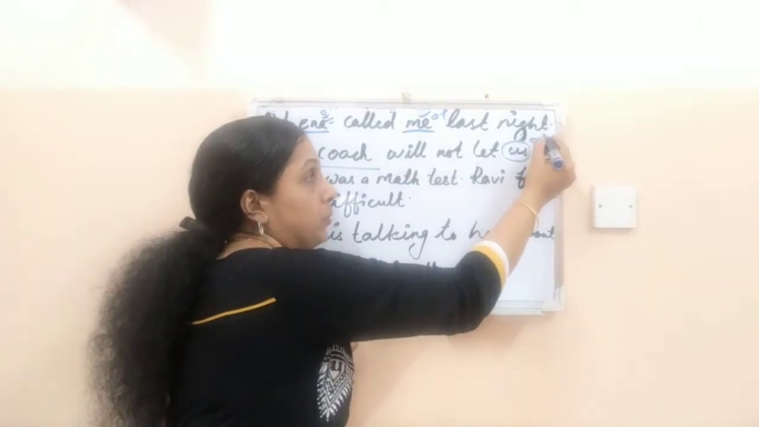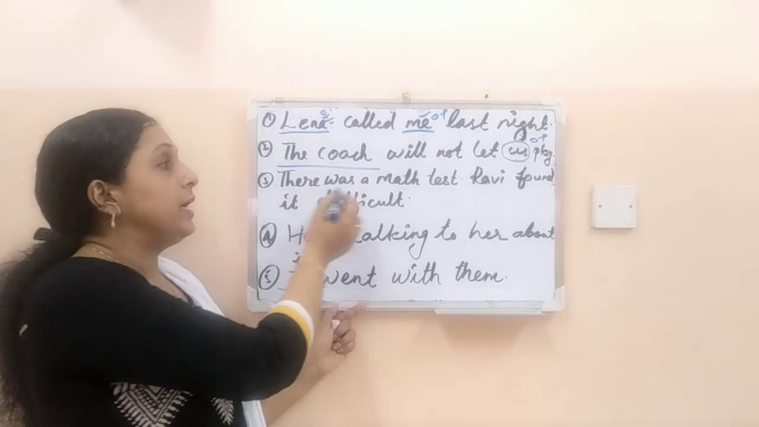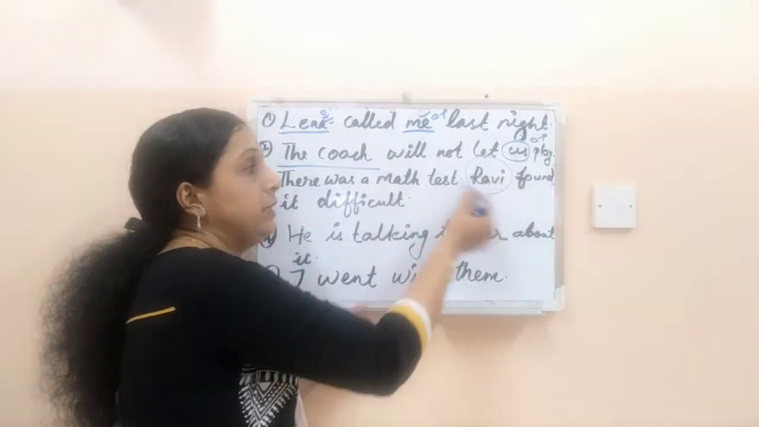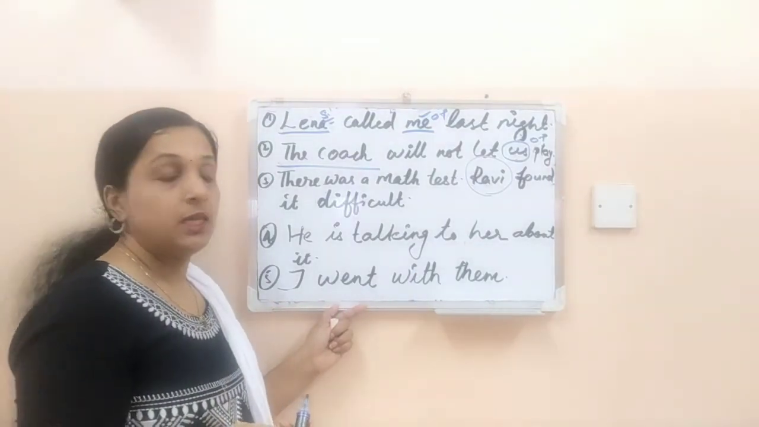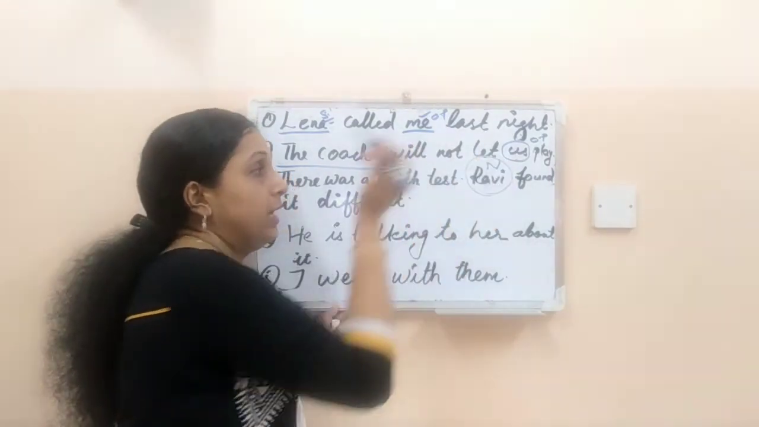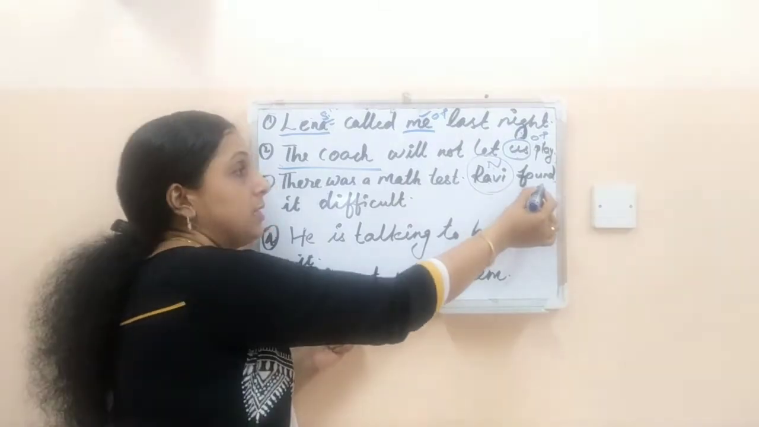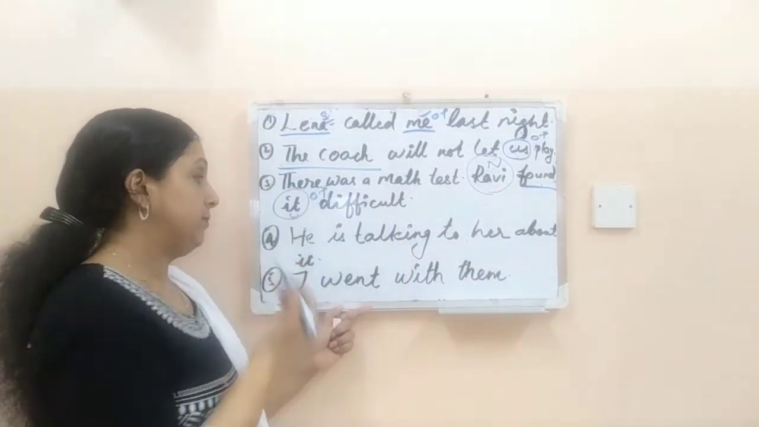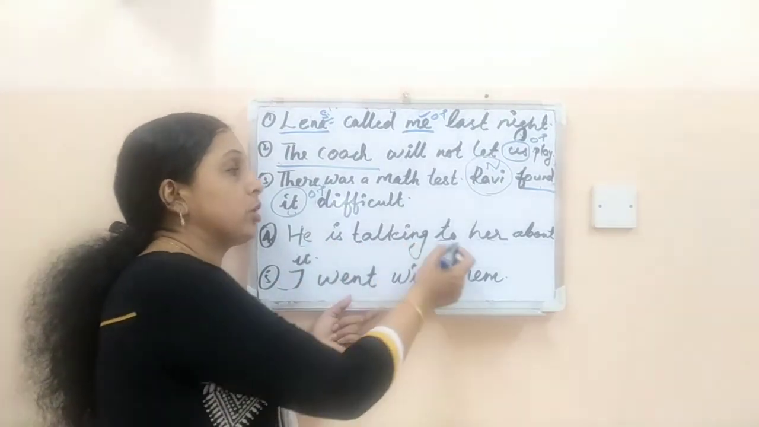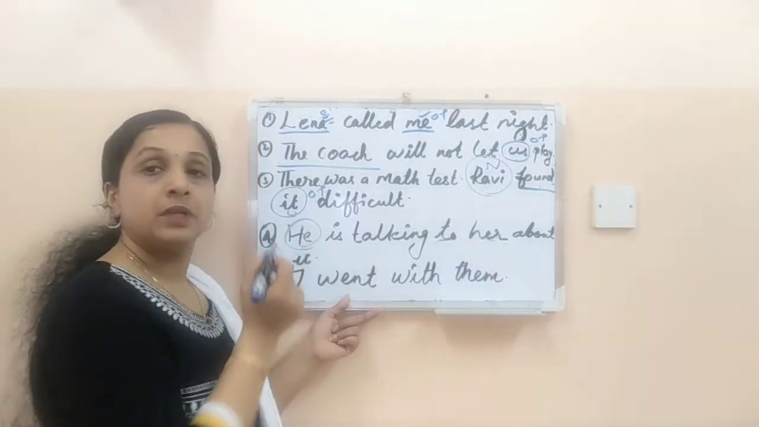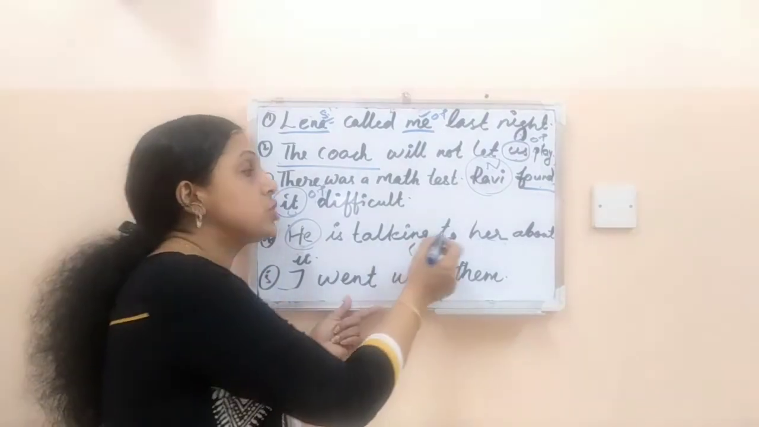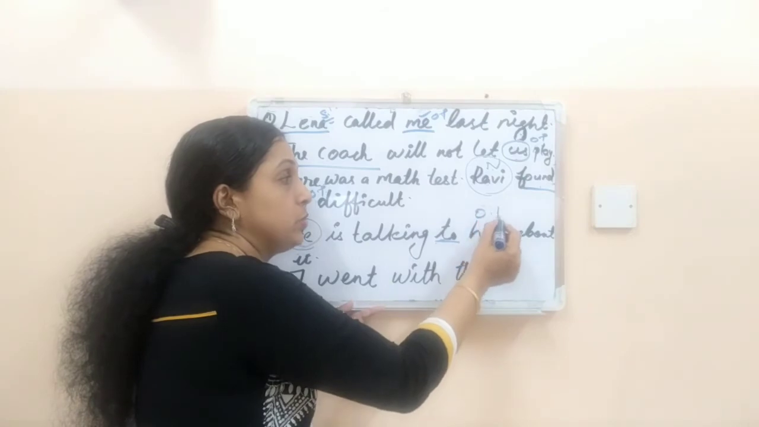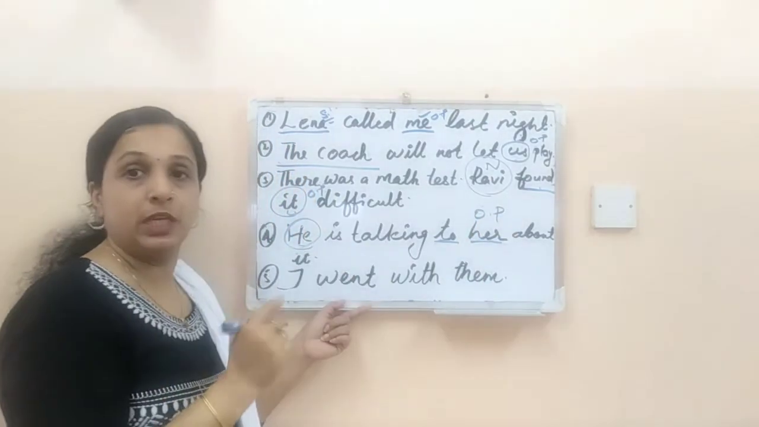There was a math test. Ravi found it difficult. So here Ravi is a subject. That means it's a noun here. And found is a verb. After found, it is an object pronoun. The fourth sentence is, he is talking to her. He is a subject pronoun. Is talking to. After a preposition, the object pronoun is used. Her, about something, about it.